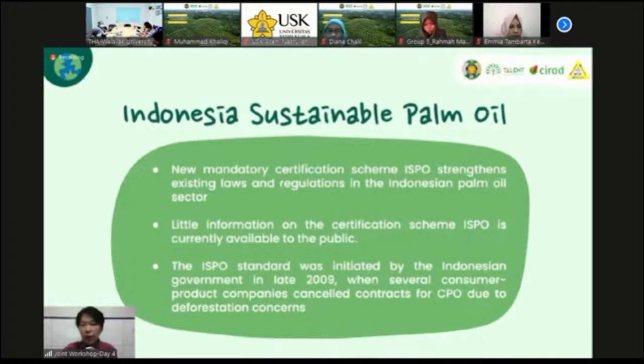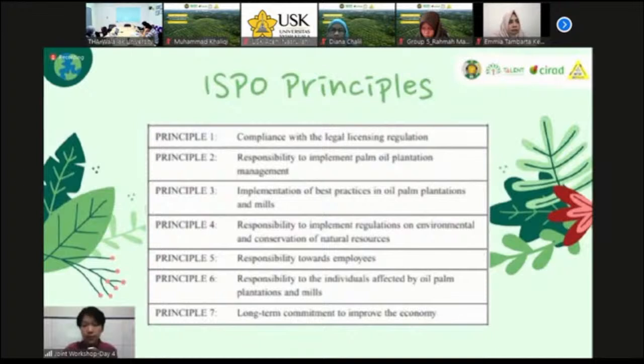A grace period of 3 years is granted to those plantations that need to make adjustments in their production methods in order to comply with ISPO. Those plantations that need support to meet requirements can receive assistance for a time period of 6 months up to 2 years. There are some ISPO principles.